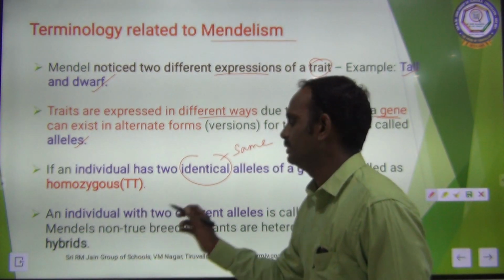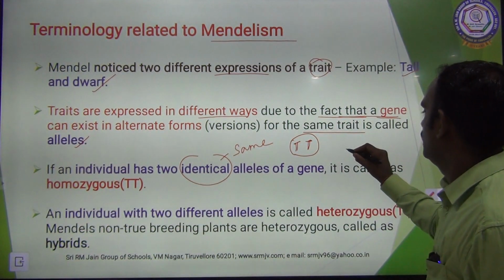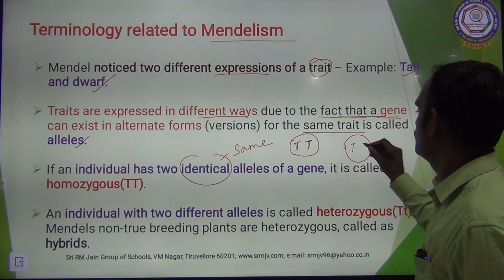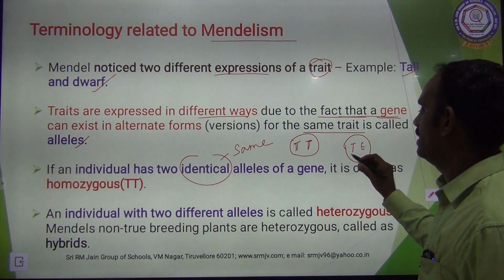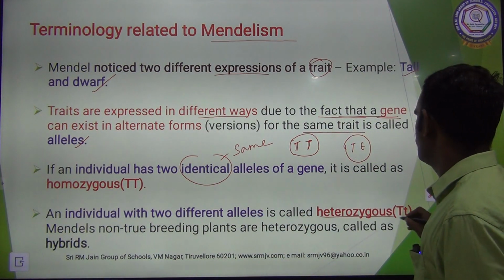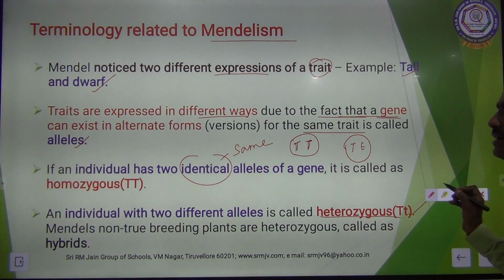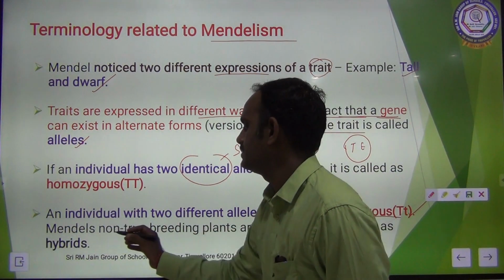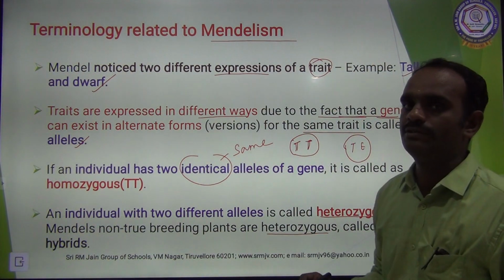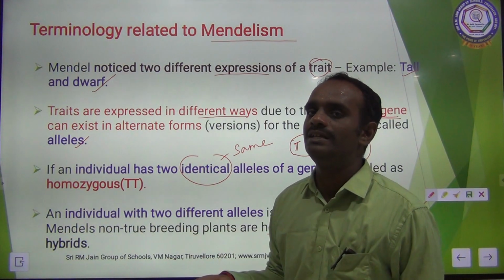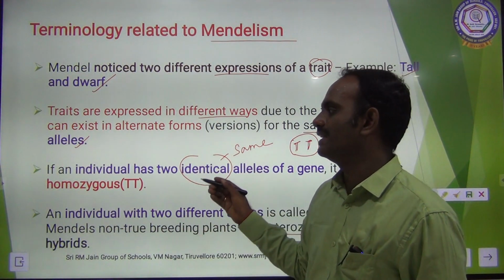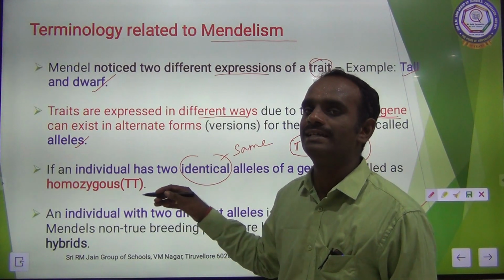If an individual has two different alleles, see here, one form is tall, the dominant, and the other is recessive, small t. They have different alleles. This type of arrangement is said to be heterozygous. See here, capital T and small t. Heterozygous means different types of alleles. Homozygous means two alleles are the same, identical alleles.